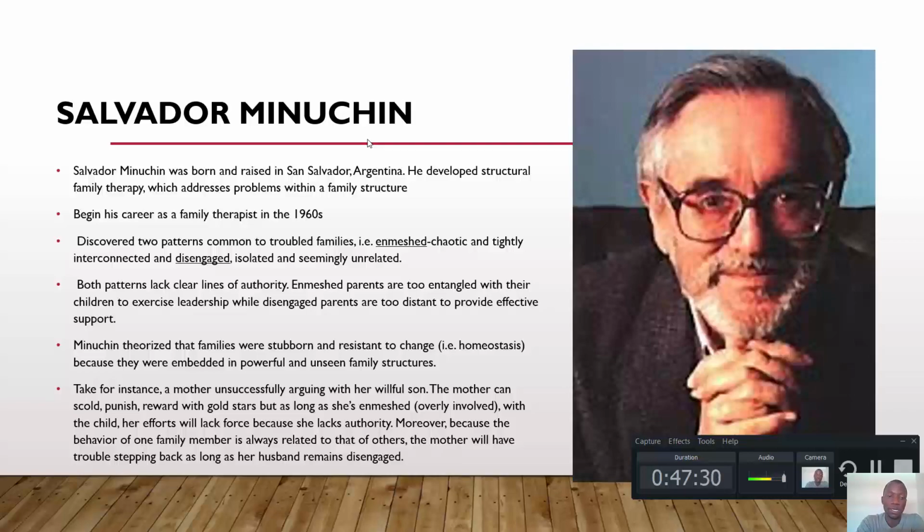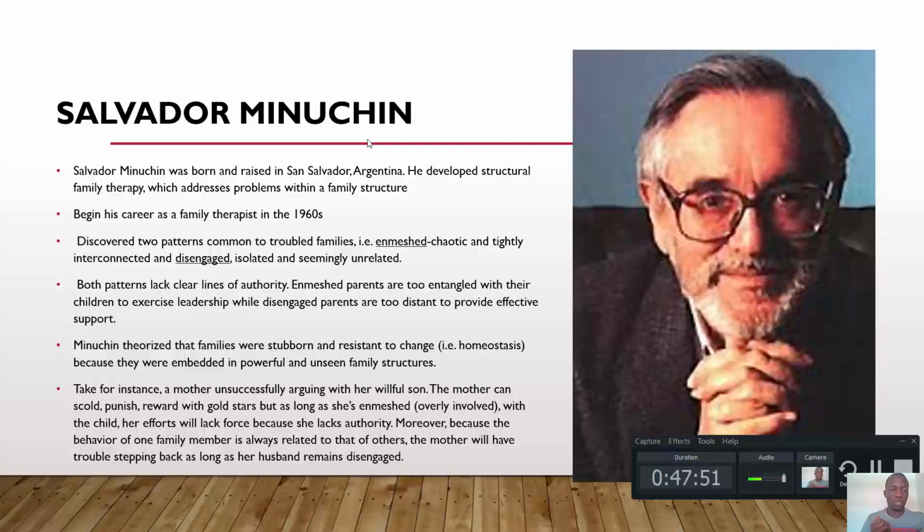He discovered two common patterns in these troubled families. One pattern was enmeshed and chaotic, which is a tightly interconnected kind of pattern. No boundaries at all. Mom, dad, kids can be in mom's bedroom at any time.